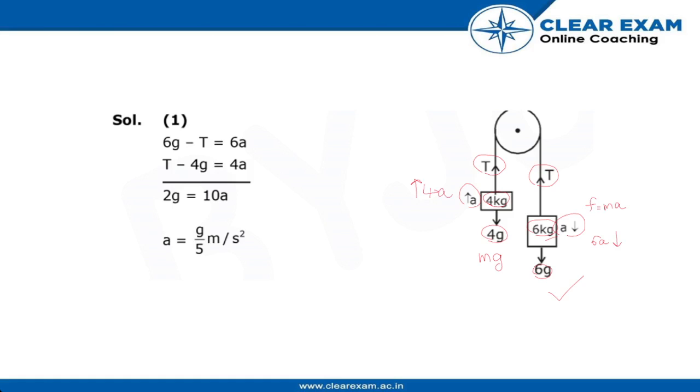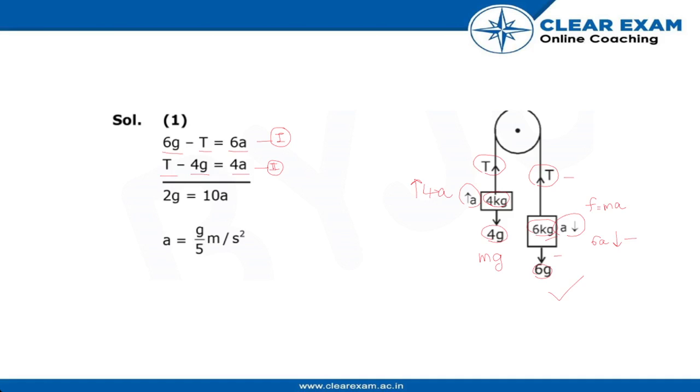Now we simply have to form the equations. If the force is in the same direction, we'll add, and if the force is in an opposite direction, we'll subtract. So we get 6g minus T is equal to 6a, and T minus 4g is equal to 4a.